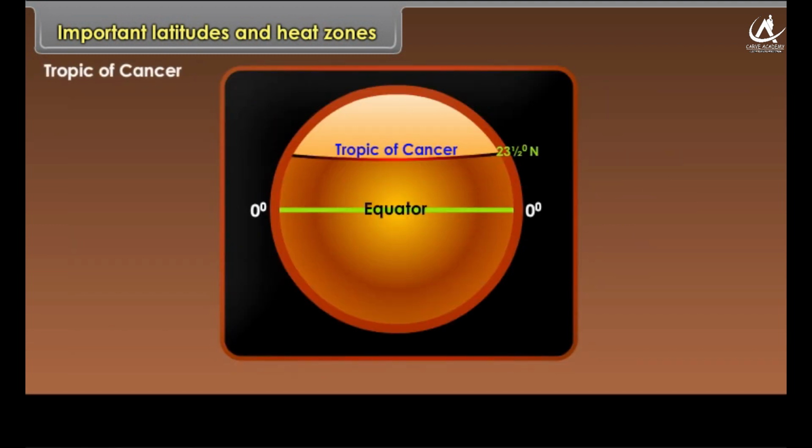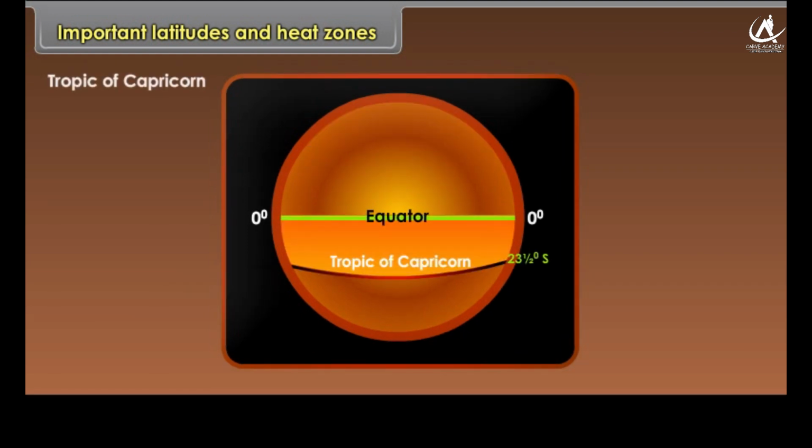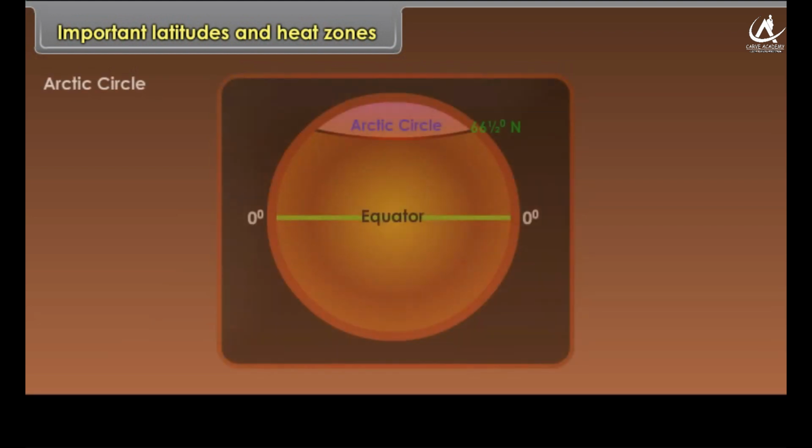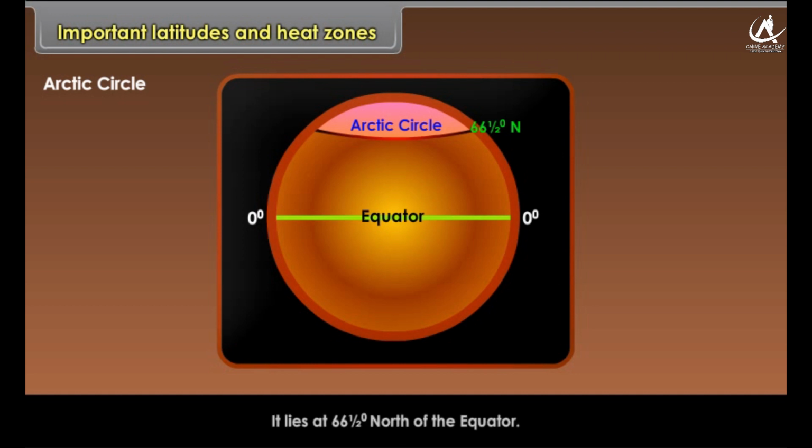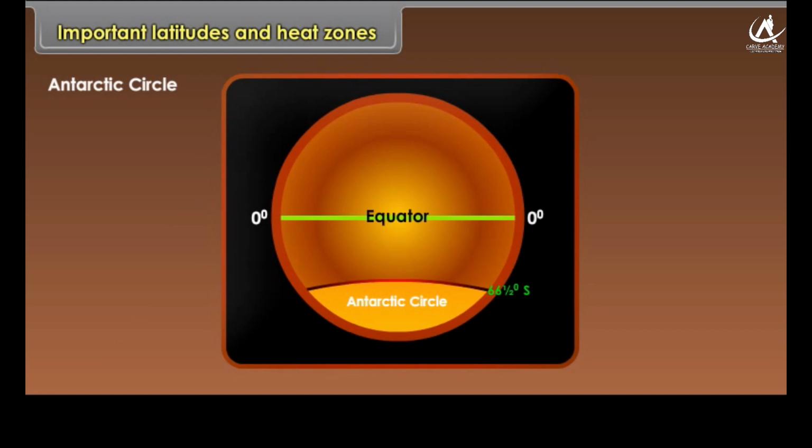Tropic of Cancer. It is the parallel of 23.5 degrees north in the Northern Hemisphere. Tropic of Capricorn. It is the parallel of 23.5 degrees south in the southern hemisphere. Arctic Circle. It lies at 66.5 north of the equator. Antarctic Circle. It lies at 66.5 south of the equator.